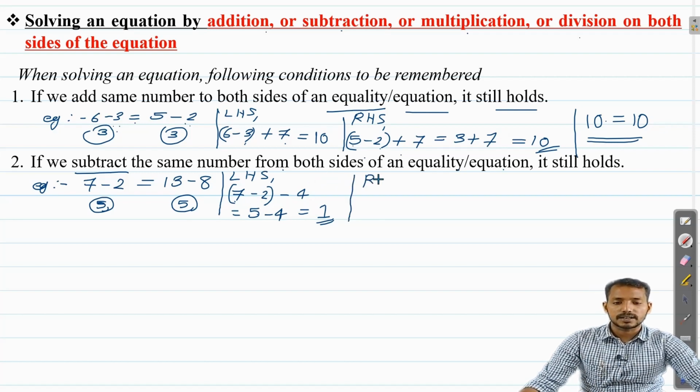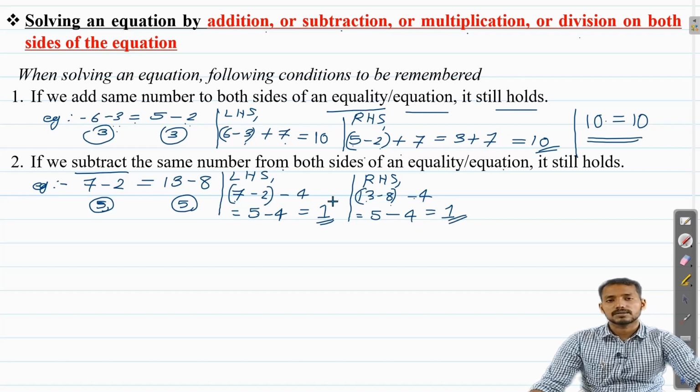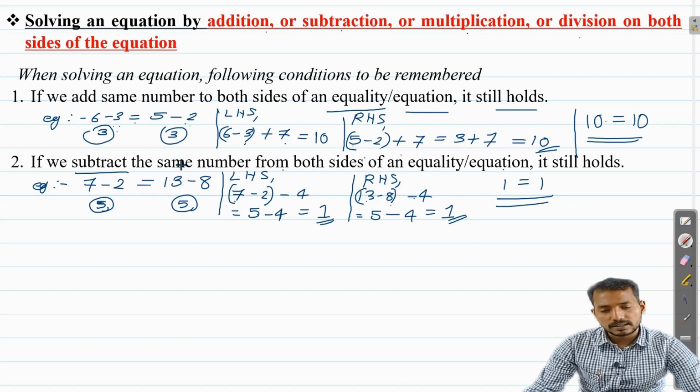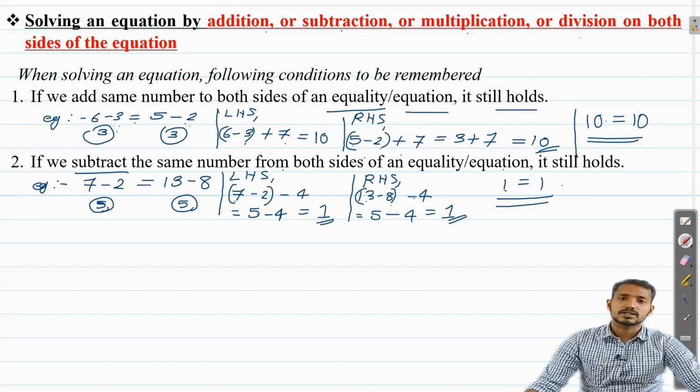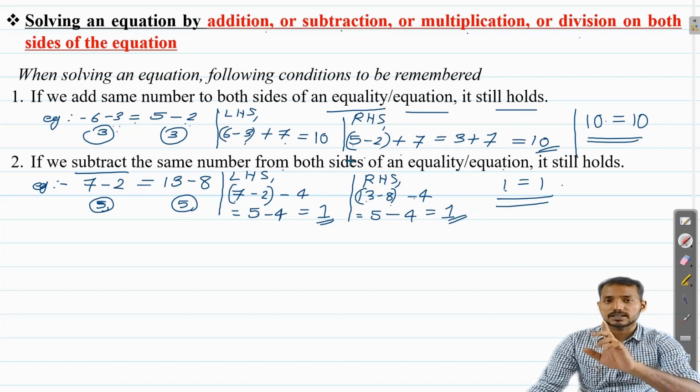Now the right hand side, RHS. What is the right hand side of this equality? 13 minus 8 minus 4. 13 minus 8 is equal to 5. 5 minus 4, which is equal to 1. Very simple. So that means we can write 1 is equal to 1. Clear. So when we subtract the same number also, LHS and RHS will be equal. It is not going to change. So that is the thing we have. Same number, that is very important.